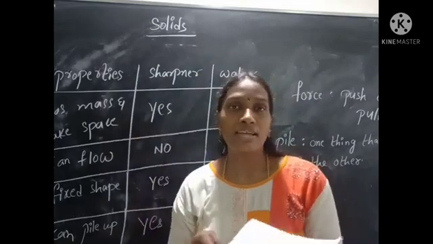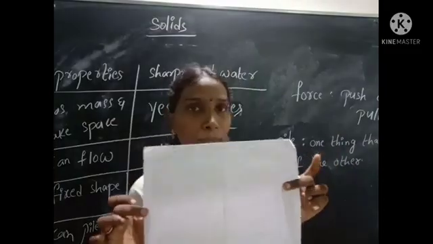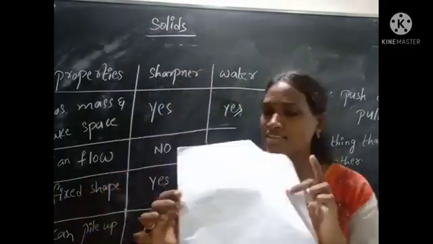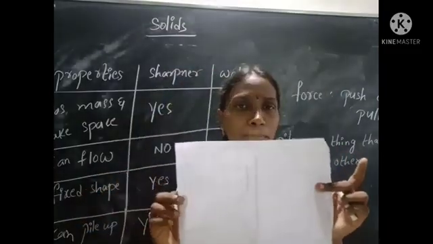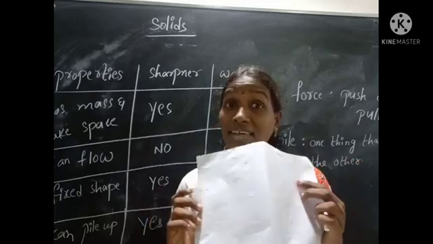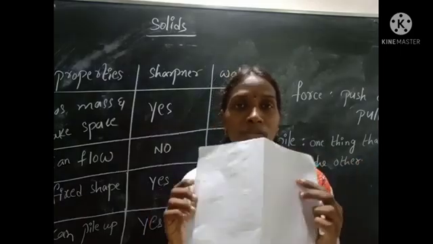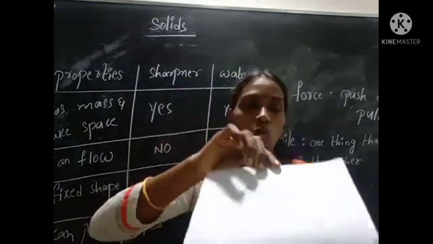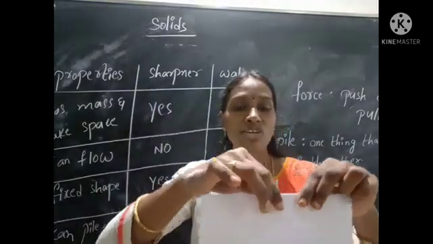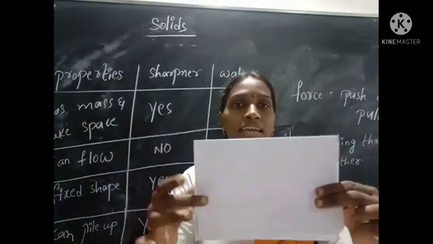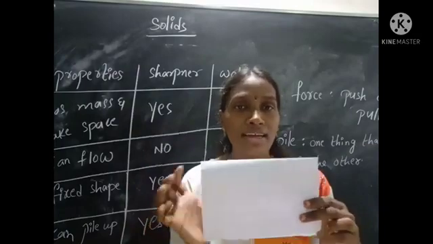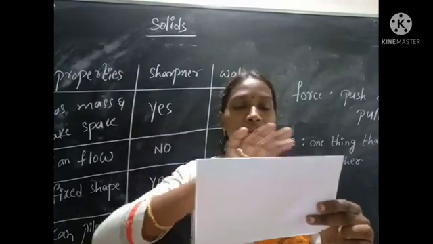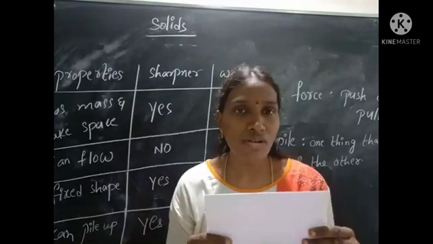In the same way, I'm taking the paper as an example. This is a paper, this is a solid only. Is it possible to change the shape of the paper? Yes, I can change the shape of the paper. When I fold this paper in half, observe the changes. What's happening? It can change the shape, right? It may decrease in size and shape also.